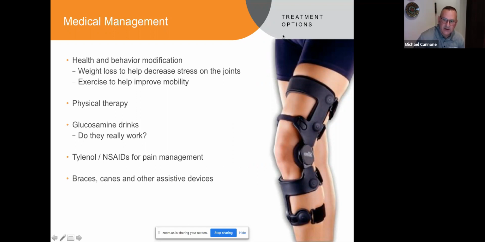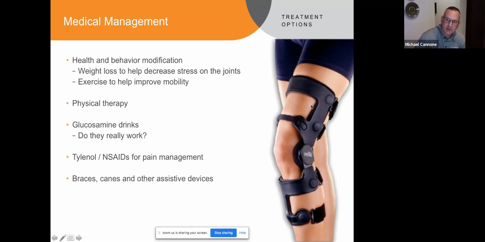There's bracing that you can do. This is an osteoarthritis unloading brace. What this brace is trying to do is put force on the outside of the knee here to open up the inside of the knee so that there's less contact force on the inside of the knee with walking and activity. This sometimes works well in conjunction with injections.